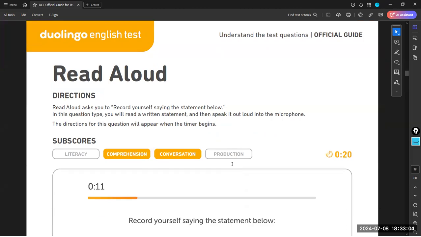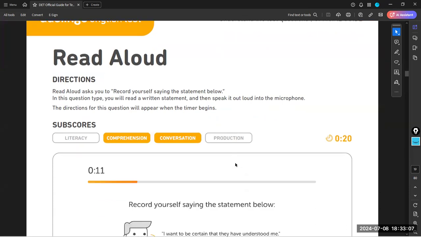So I think today we have to discuss read aloud. Let me read the directions. After that, we have to discuss the tips and strategies you have to be careful of and keep in your mind. After that, absolutely, there is going to be practice for this module. Read aloud asks you to record yourself saying the statement below. So you have to record yourself saying a sentence, saying a statement. In this question type, you will read a written statement and then speak it out loud into your microphone.